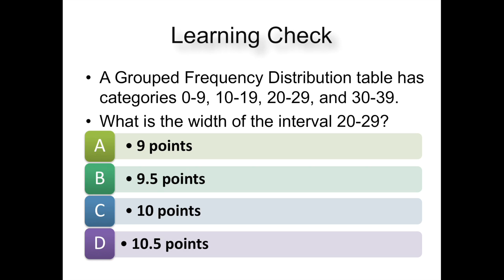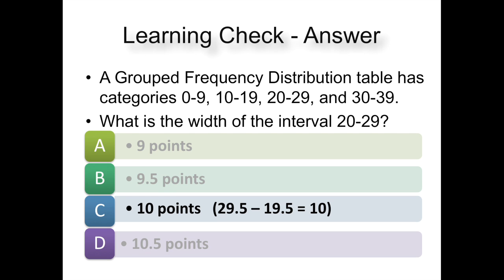Okay. So group frequency distribution has categories 0 to 9, 10 to 19, 20 to 29, and 30 to 39. What's the width of the interval 20 to 29? How many possible scores can you have in there, right? Or what's the point spread, if you will, right? 20 to 29. Now, at first blush, it almost looks like 9 points, right? Because we take 29 and minus 20, that's 9. That's not true, though, because you could score a score of 20, right? Okay, so the way I was taught to find interval widths is you take the 29 and you minus the 20 and then you add a 1, basically.